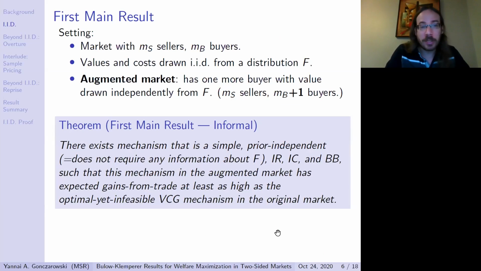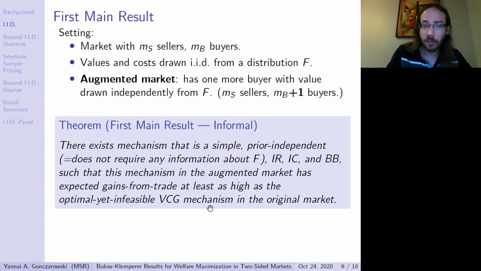So our first main result is quite easy to phrase. We have, as I said, MS sellers, MB buyers, values and cost for now. This is going to change later. They will be drawn IID from some distribution F, arbitrary, doesn't need to be regular or anything. And the augmented market here is going to have one more buyer with value independently drawn from F. So the augmented market is going to have MS sellers, MB plus one buyers. Even if MB is a million or a zillion, you just add one.